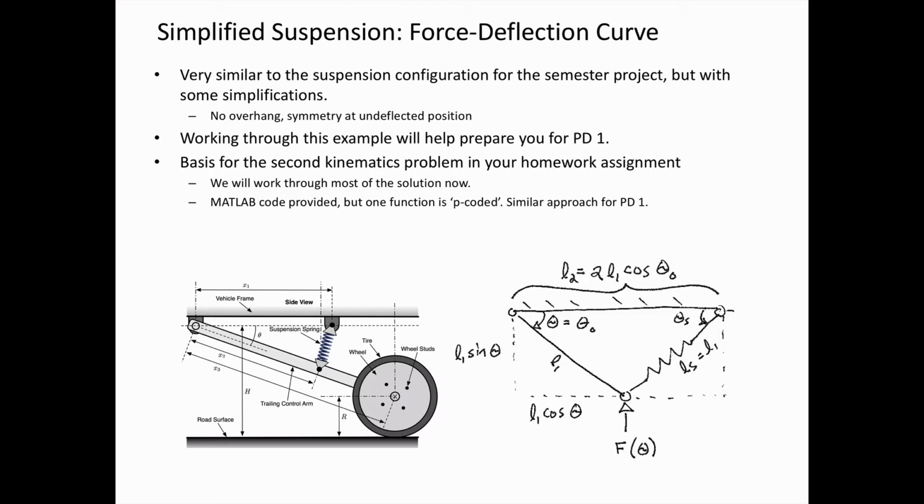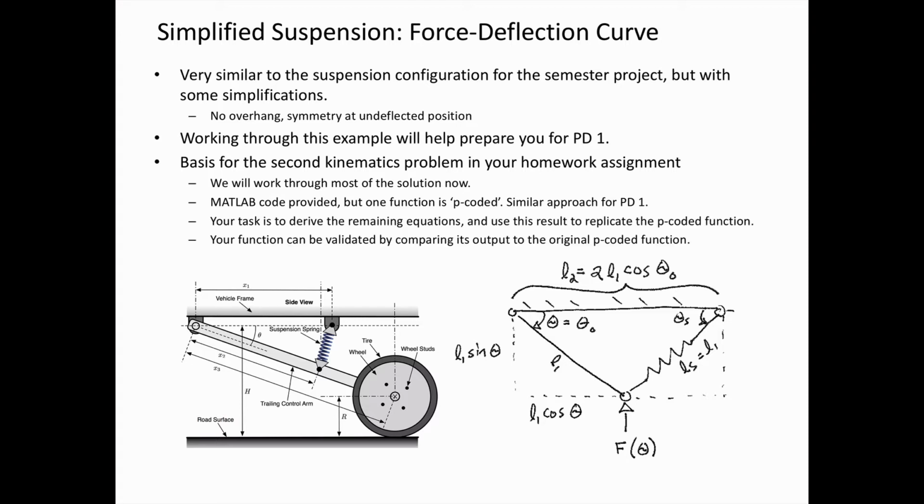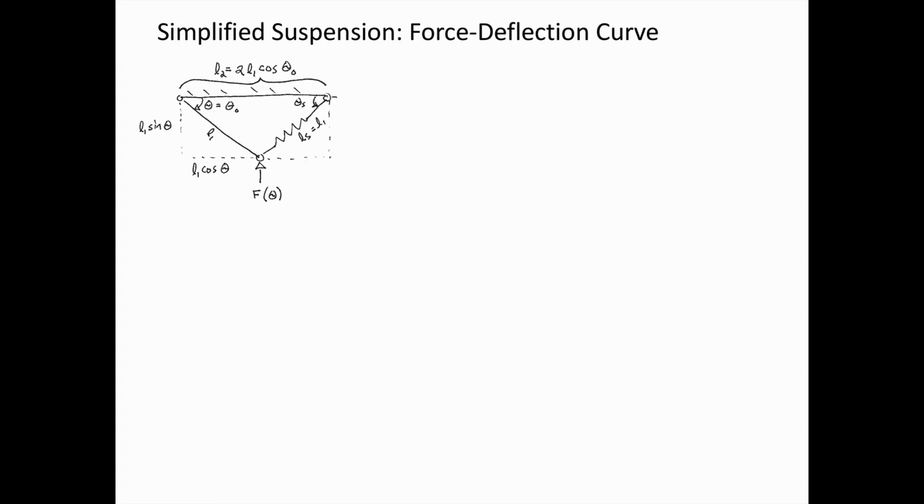And this is the same sort of approach that I use for project deliverable number 1. I give you all of the code, but pieces of it are P-coded, so they're hidden from you, and your job is to derive those yourself and replace the P-coded functions with your own functions, and then verify that your results match the results using the P-coded functions. Okay, let's go through the derivation for this force deflection curve.